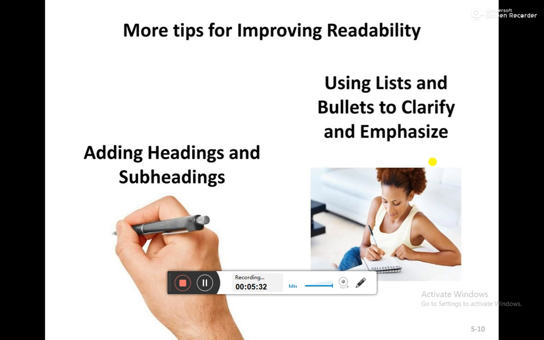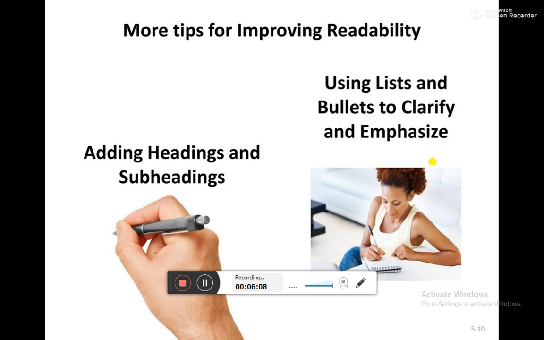If you look at the next tip, adding headings and subheadings. A heading is a brief title that tells readers about the content of the section that follows, and a subheading indicates subsections within a major section. Complex documents may have several levels of subheadings.